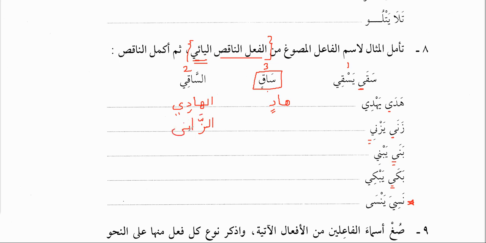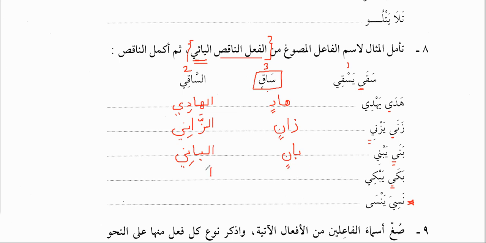Zani, Ni with a ya, and then Zanin. You can use both of them, but this is how the structure comes in. Zanin. Bana, yabni. Then we have al-Bani. Bani. And we have Banin.